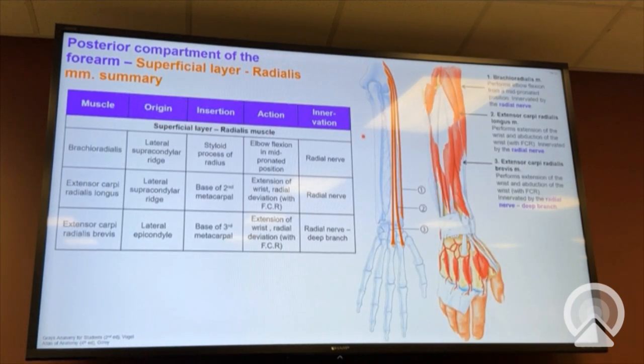And that's it. That's the superficial layer. We call these the radialis group of the superficial layers. We have brachioradialis, extensor carpi radialis longus, and brevis, and that's got us covered. Not too bad.